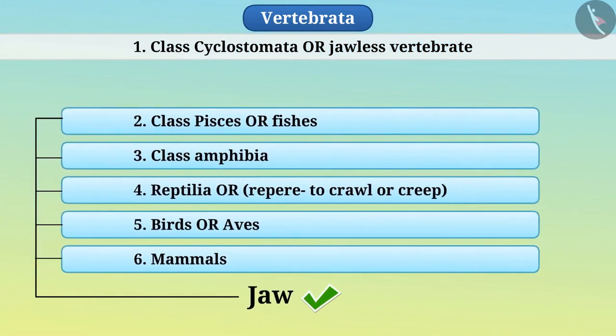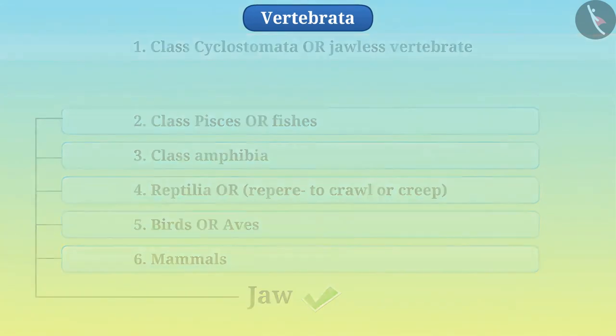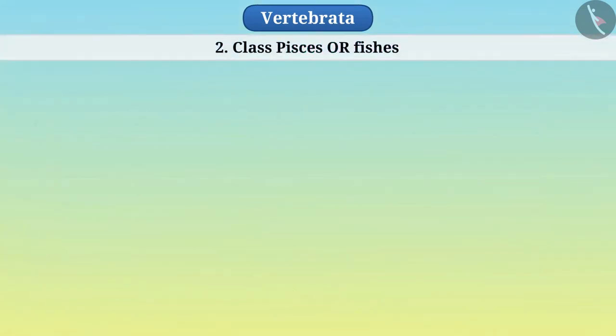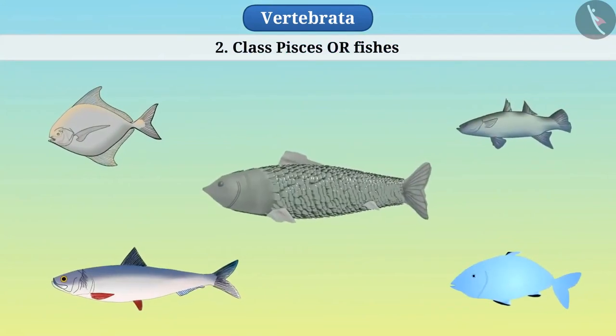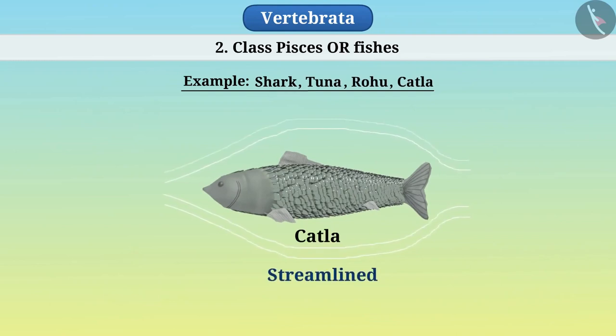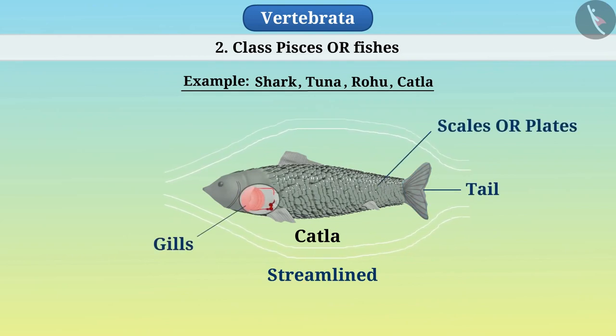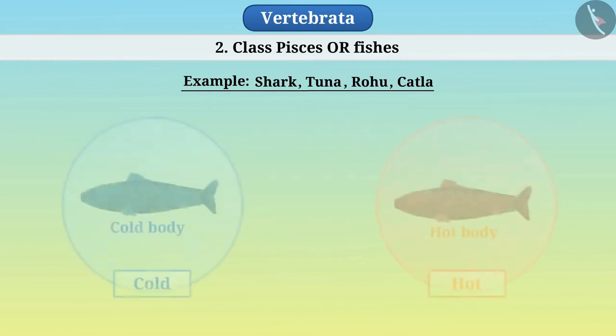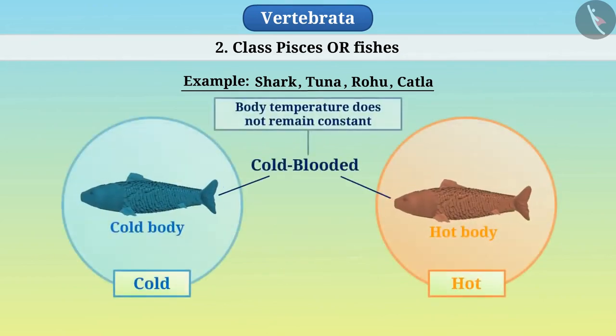Let's see their features. Pisces or fishes. All the fish are kept in this class. For example, shark, tuna, rohu, katla, etc. Their bodies are streamlined and they swim in water with the help of a fleshy tail. Their skin is covered with scales or plates. They use gills for respiration, with the help of which they obtain oxygen dissolved in water. Their heart is two-chambered. They are cold-blooded, meaning their body temperature does not remain constant.